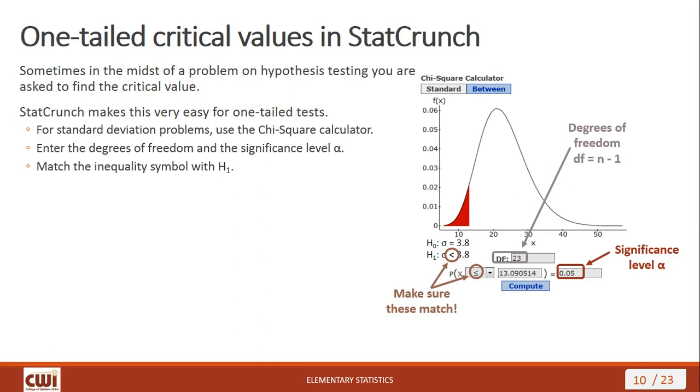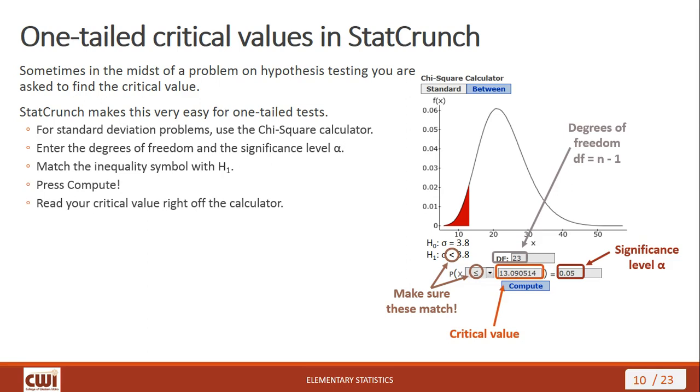Once you have everything set there, then you press compute, and the critical value is read straight off the calculator. Remember, your critical value is the boundary for that area under the curve that is the critical region. And the area of that critical region is alpha.